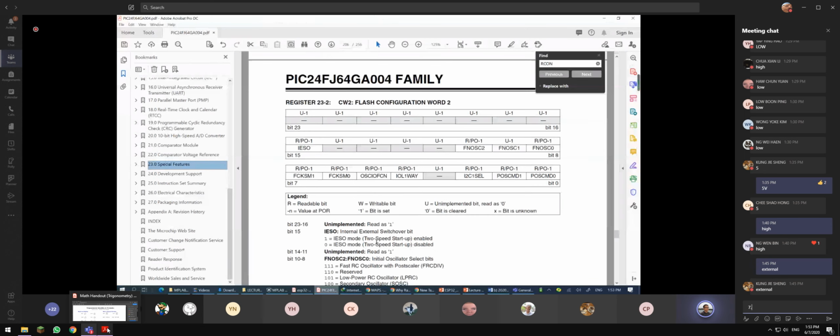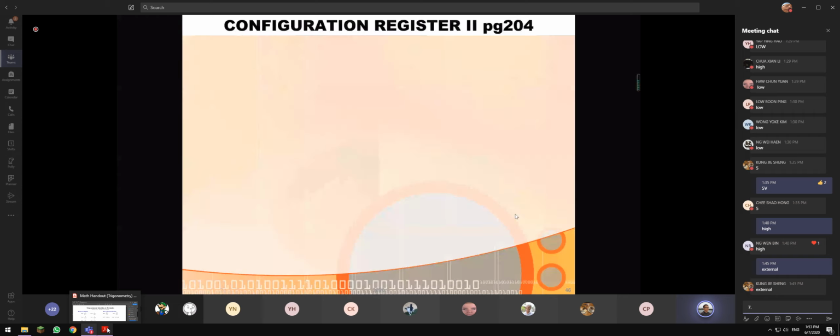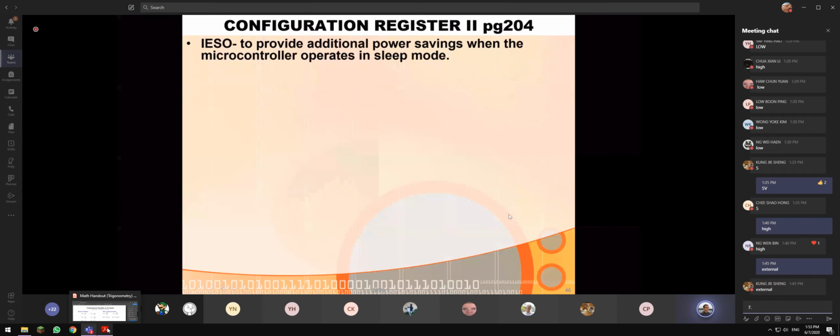This bit. Dual startup, 2-speed startup. Okay, this one, listen, class, there are a lot of words. I'm not going to read this. Class, this one is only applicable if you are using external crystals. Do you remember just now I told you that crystals take time to stabilize? When you switch on your power, the crystal will oscillate until it stabilizes.